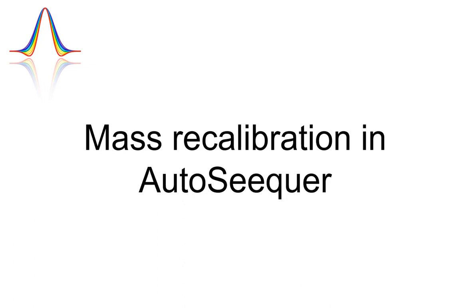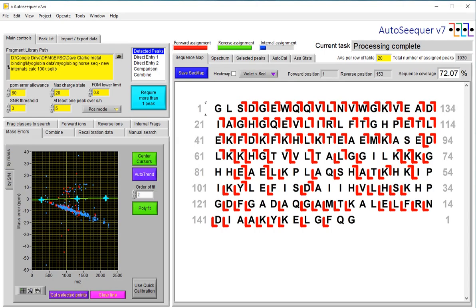When assigning peaks in top-down protein spectra, mass accuracy is very important. So in this video, I'll show you the two main ways to recalibrate your data in AutoSeequer. This is the AutoSeequer main user interface. And for this example, we'll process the same myoglobin data that we've used for all the other training videos.